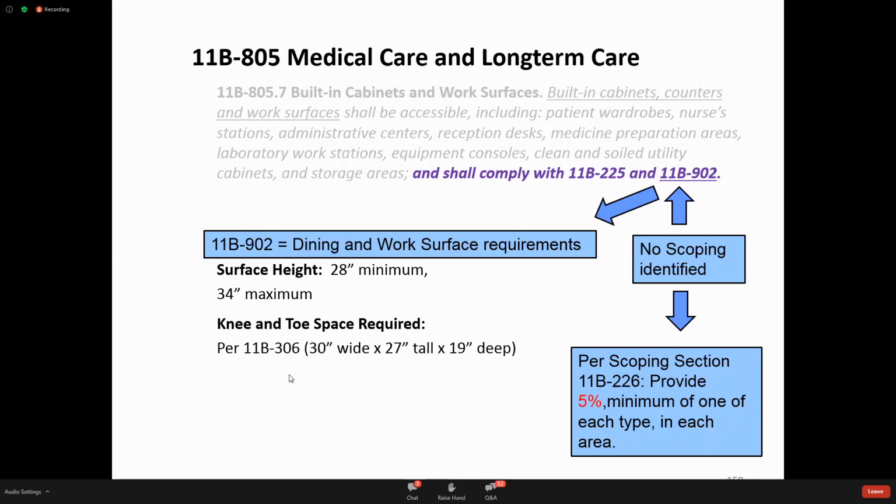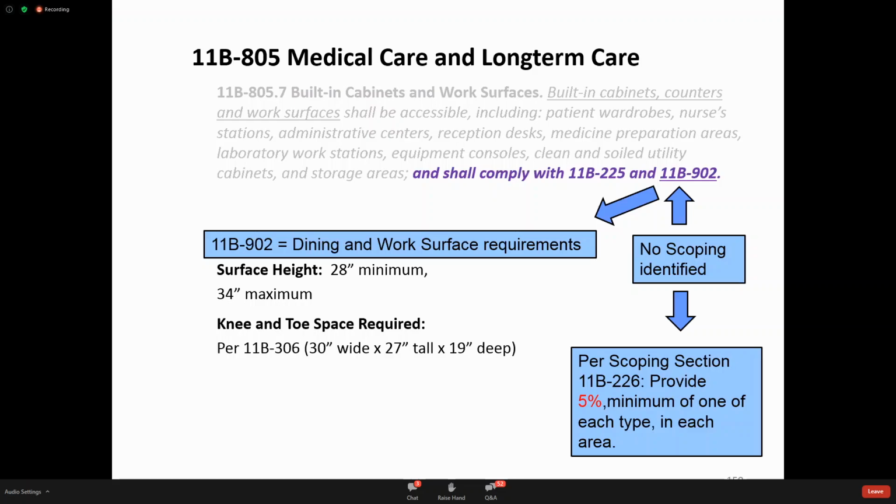Now, this is where it gets a little interpretive, so I want to explain. In the morning session, we talked about scoping. That's where they would tell you how many, how much, and so on. This doesn't tell you that. It just says 11B-902. It doesn't point us back to 226. My slide does, but that code section doesn't. So in my humble opinion, the appropriate thing to do is to go to 11B-226.